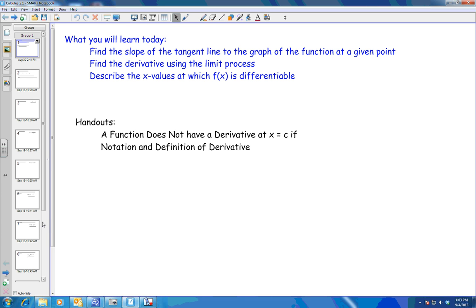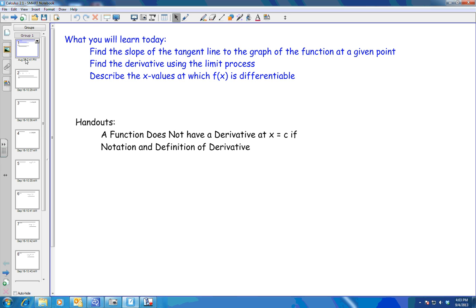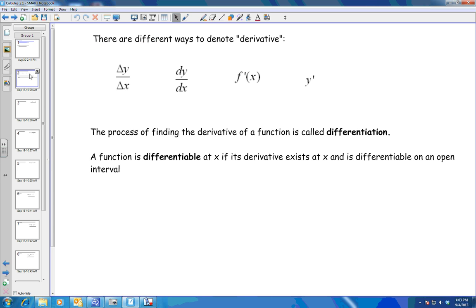Okay, you should have already watched the video lesson 2 or chapter 2, lesson number 1. It should have explained what the slope of the tangent line is and how they come up with this formula that we're going to be using pretty soon. Okay, and you also have these handouts: a function does not have a derivative at x equals c, and then the notation and definition of derivative. All right, so let's look at the first couple of things.